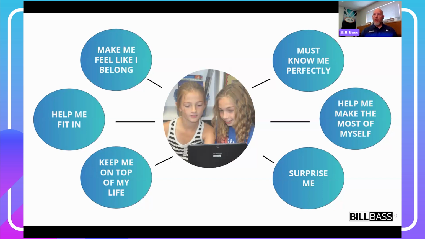So we want to surprise them. We want to make them feel like they belong. We go to great lengths in our schools to do those very things. And I think it's really important just to keep an eye on this.